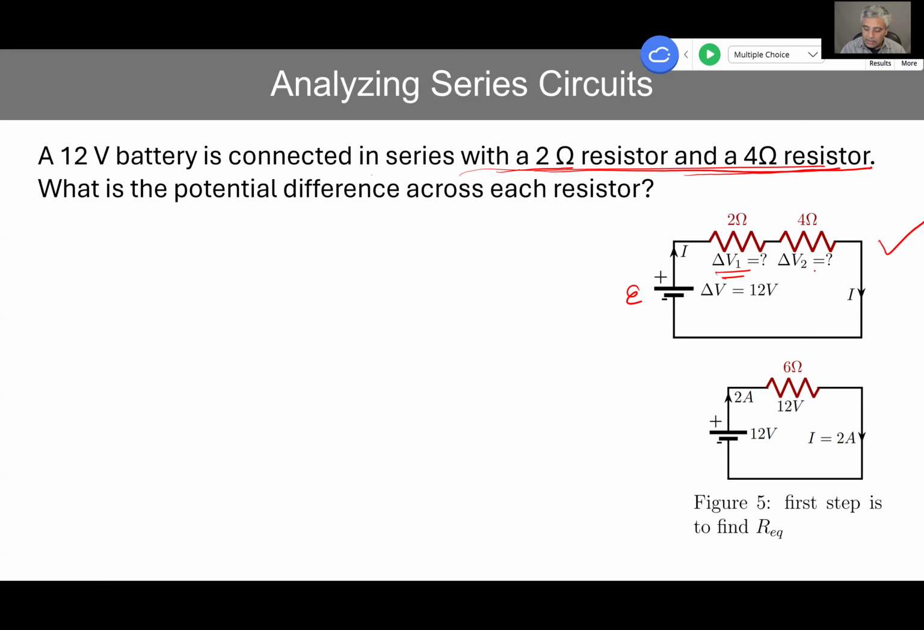So delta V1, delta V2, let's say. Let's say this is R1, this is R2. So here R1 is 2 ohm and R2 is 4 ohm, and delta V is 12 volt. Okay. So now it's talking about what is the potential difference across each of those. So we can say, okay, potential across resistor number 1 is what?